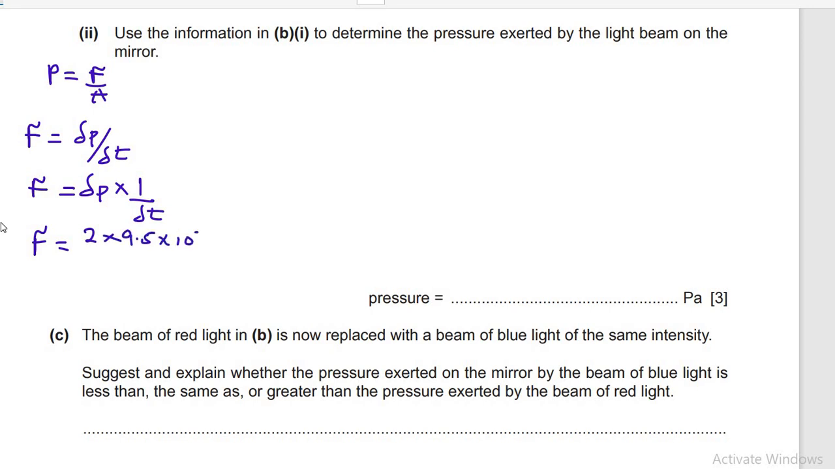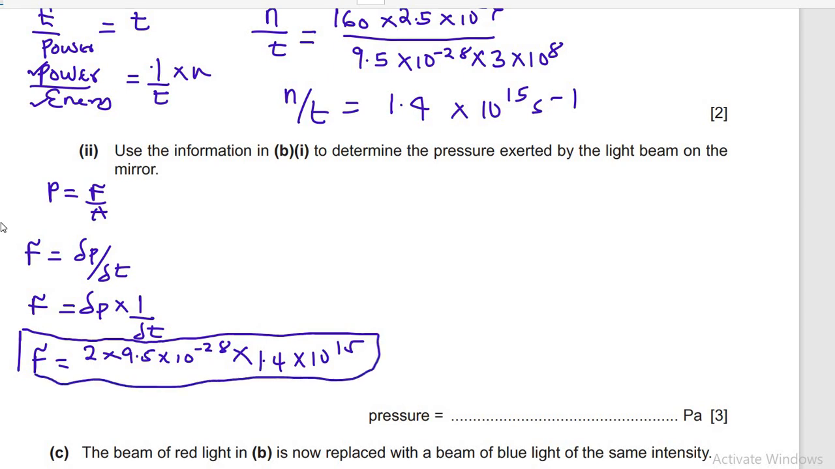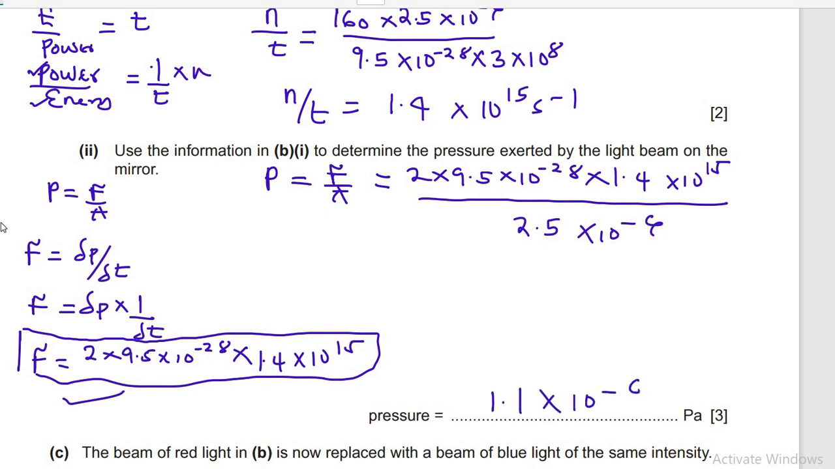So 2p, that's 2 times momentum, 9.5 times 10 to the negative 28. And this 1 over time is the number per unit time, 1.4 times 10 to the power 15. That's our force. Pressure is force over area. So force is 2 times 9.5 times 10 to the negative 28 times 1.4 times 10 to the power 15, over area. The area is 2.5 times 10 to the power negative 6. So let's punch our calculator: 1.1 times 10 to the power negative 6 Pascal. That's the pressure.